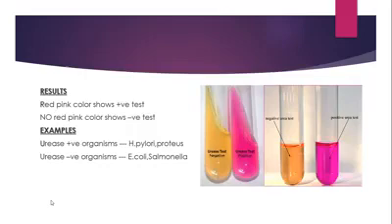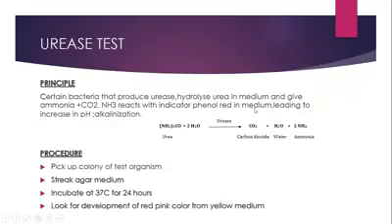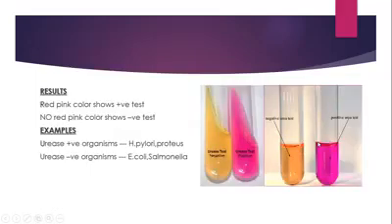And in this case, as I told you, if you see the pink red color appearance, it shows that this reaction has taken place and ammonia has been produced, which is turning the medium alkaline, and hence the phenol red indicator turns the medium pink red, and the test is positive. While if no red pink color is seen, that means the test is negative. Examples of urease positive organisms are H. pylori and Proteus, while urease negative organisms are E. coli and Salmonella.